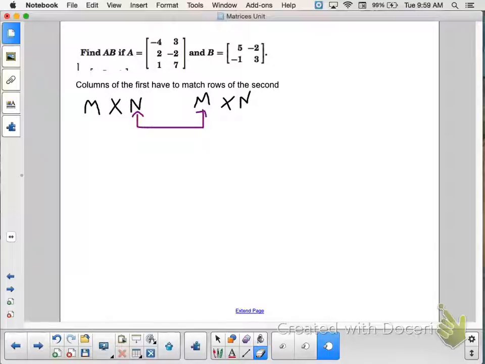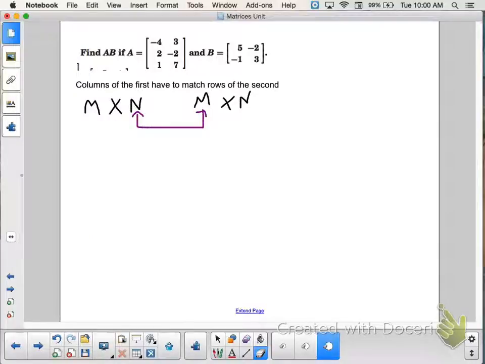Two columns here. Columns go up and down, rows go side to side. So two columns here, two rows here. So we're good to go. We can go ahead and multiply these matrices. And if you need some help when you're writing out the dimensions, you could also make sure that this number is equal to that number. So the N of your first matrix is equal to the M of your second matrix.